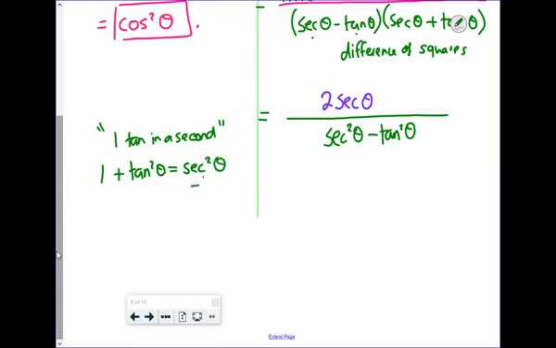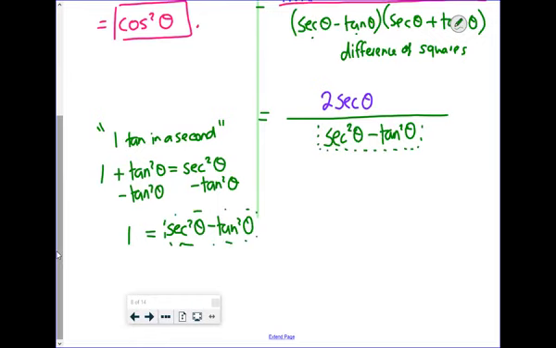So if I subtracted tangent squared theta from both sides, then on the left I'd have 1. On the other side, I'd have the secant squared of theta minus the tangent squared of theta. Okay? So in this fraction here, the denominator equals 1, so it can be replaced by 1. So I've got 2 secant of theta divided by 1, which is just 2 secant theta.